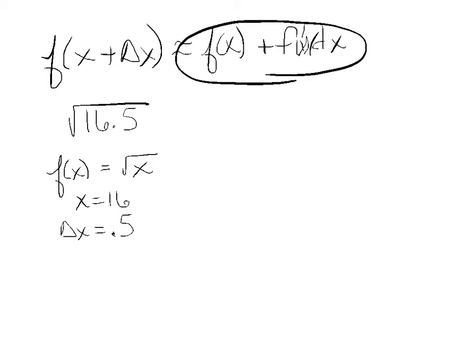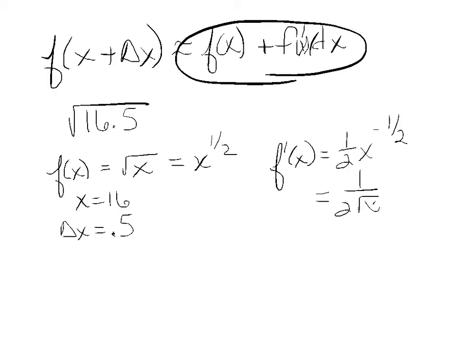So in order to use differentials, I've got to come up with f prime of x dx. So if f of x is the square root of x, then we know that this is the same as x to the 1/2. And f prime of x is then going to be 1/2 x to the negative 1/2, or 1 over 2 square roots of x.